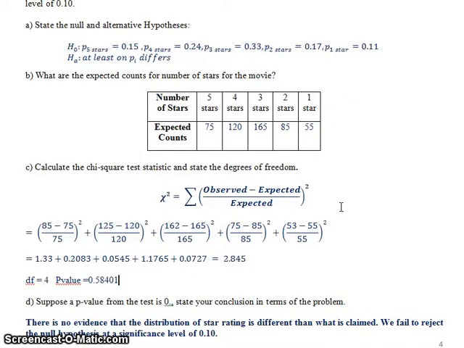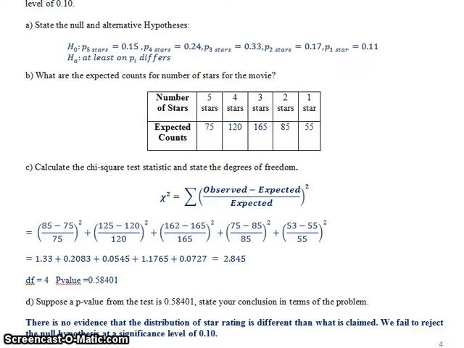So the last thing we should do is state our conclusion. Suppose our p-value from this test was 0.5841. Let's go ahead and state our conclusion in the terms of the problem. So how can we do that? Well, it looks like there's no evidence that the distribution of star rating is different than what we have claimed. We then fail to reject the null hypothesis at a significance level of 0.10.